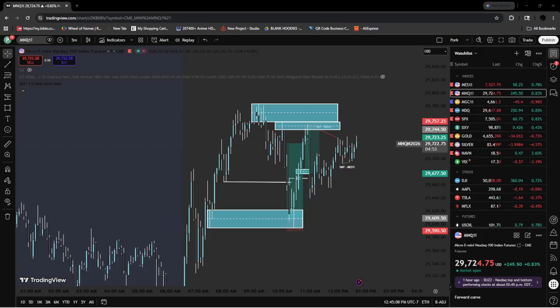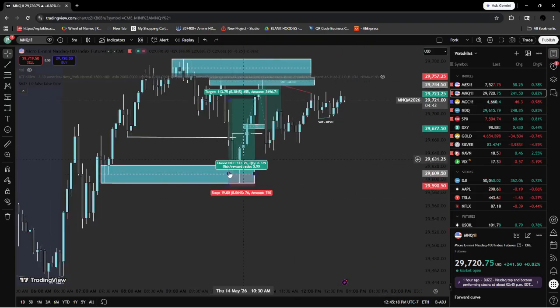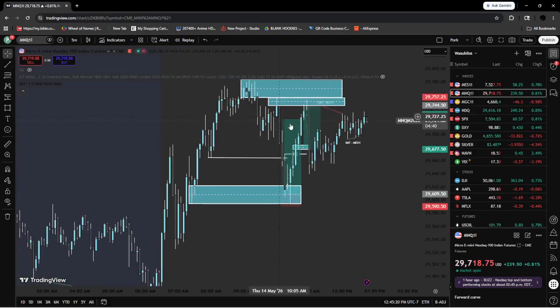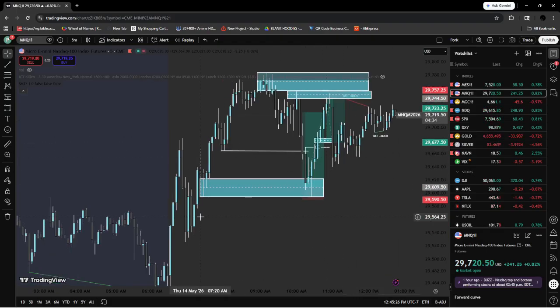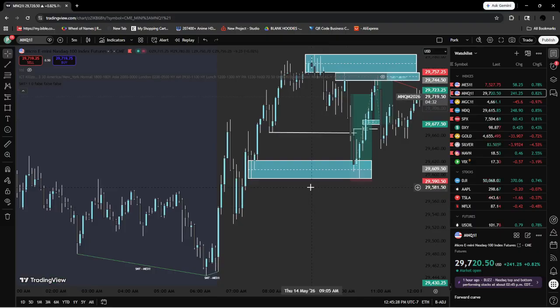Yo, what's up, guys? This is how to bottom tick and top tick the market. I'm going to try to explain this really quickly, but I'm going to be going over the trades I took today. As you can see, I bottom ticked this here and I top ticked this trade here. This was like a 1 to 5, and this was like a 1 to 3, I think. I don't know. But yeah.